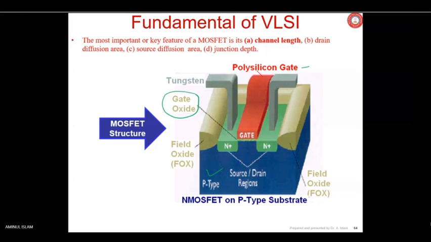They are isolated by field oxide, very thick silicon dioxide. This is also silicon dioxide, SiO2, but very thick. Hence it isolates this device from the other device surrounding it. And you see that from the top, the tungsten connection has been given up to the n plus region. This side is source, this side is drain, and this one is gate.